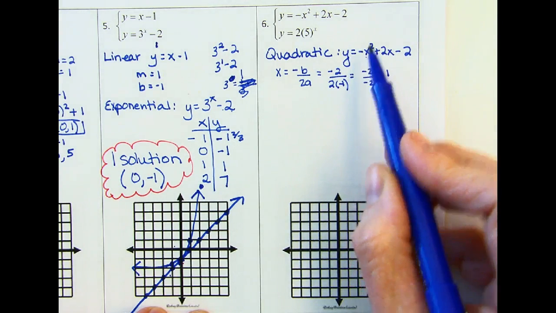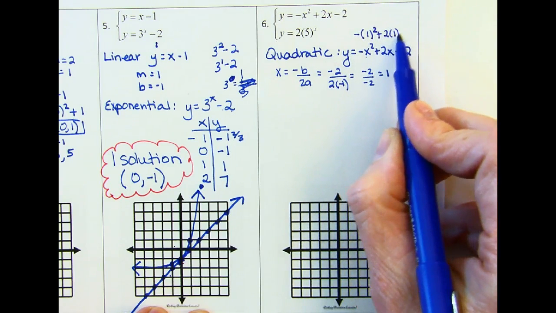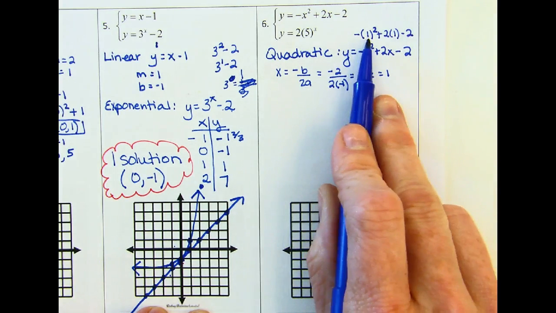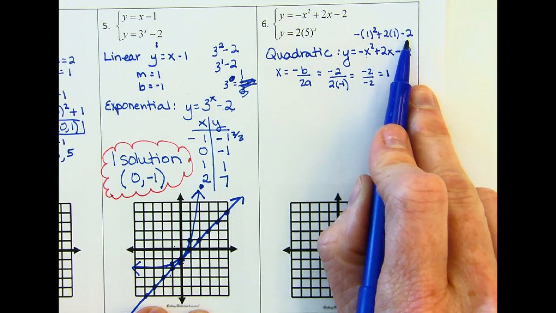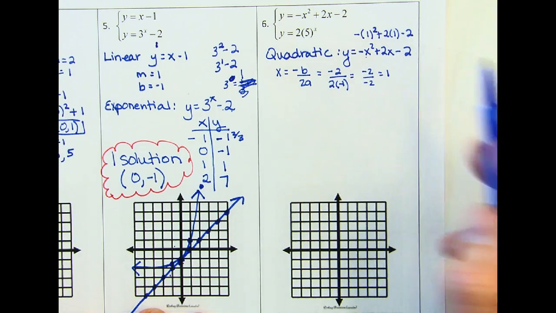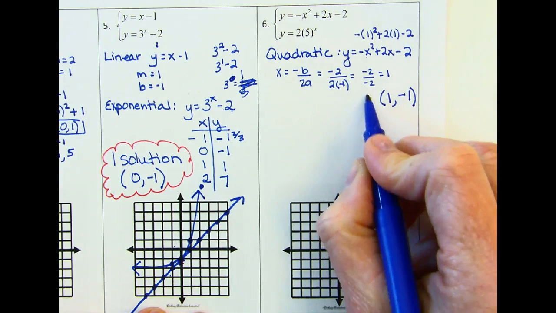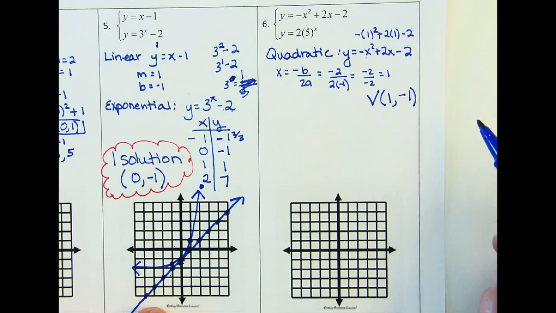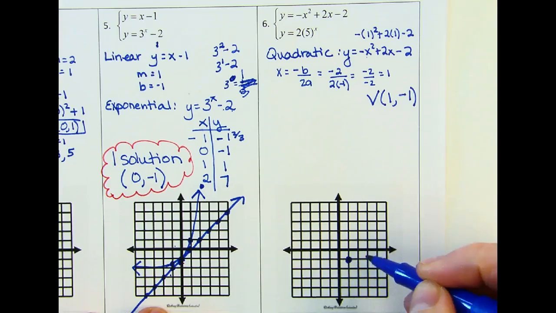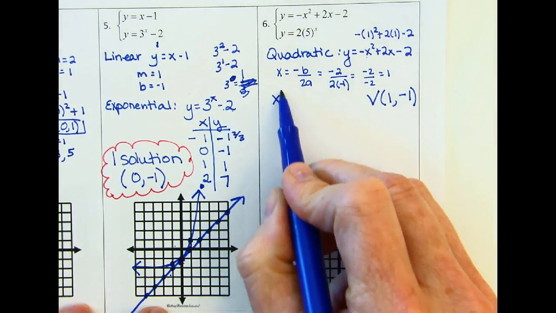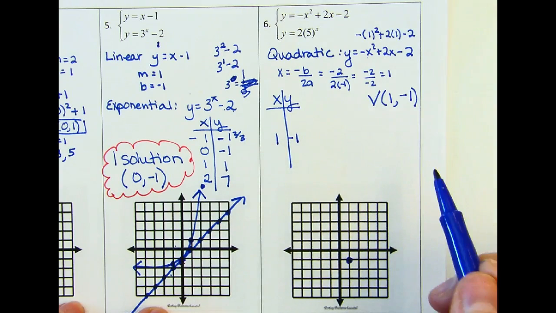I'm going to plug 1 back in to calculate the other side of my vertex. So negative times a 1 is -1, plus 2 minus 2. So it looks like our vertex that we're dealing with is (1, -1). That is the vertex. Now, I can plot that vertex, (1, -1). I could do the 1, 3, 5 pattern, or I could go ahead and make the table.